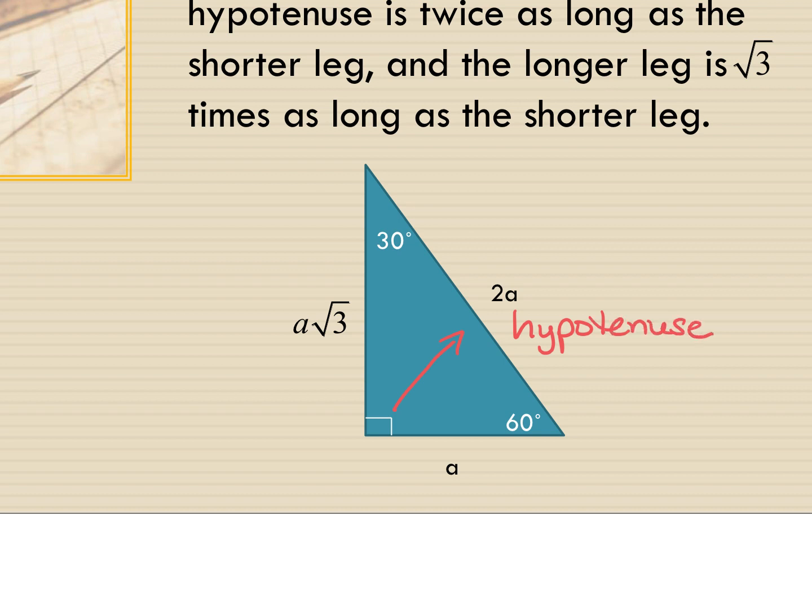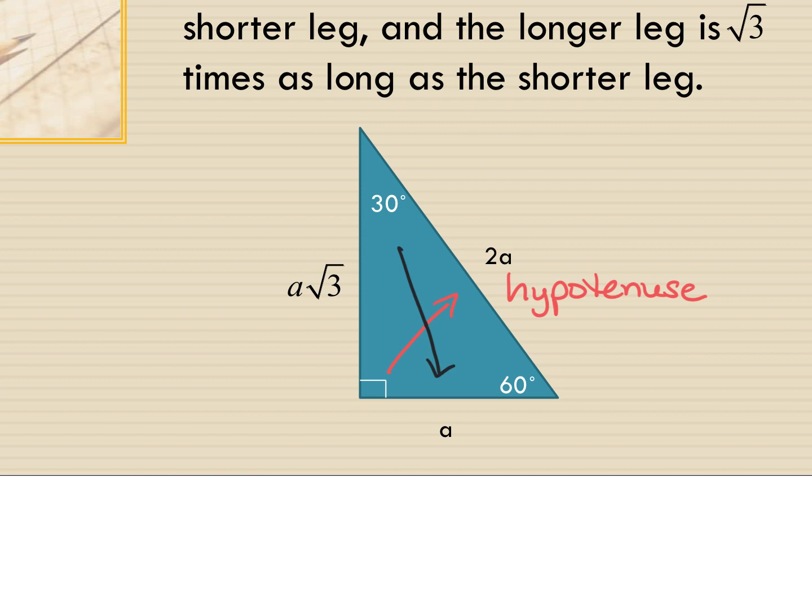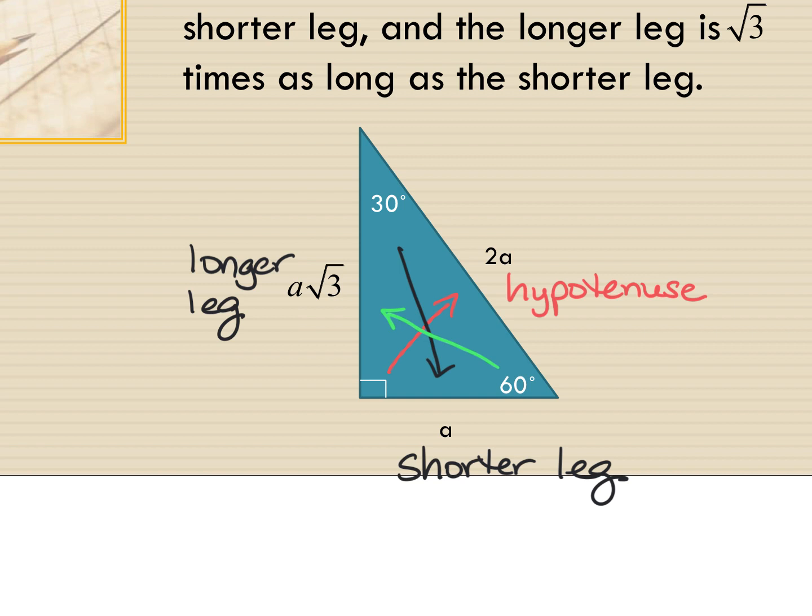Now, to figure out which one is the shorter leg and the longer leg, this is where I look at the angle measures. So my smaller angle between 30 and 60 is the 30. So the side across from the 30 is going to be A, and this is going to be my shorter leg. And then out of the two angles, the bigger between 30 and 60 is the 60. So this is going to be my longer leg, and it's equal to A times the square root of 3.